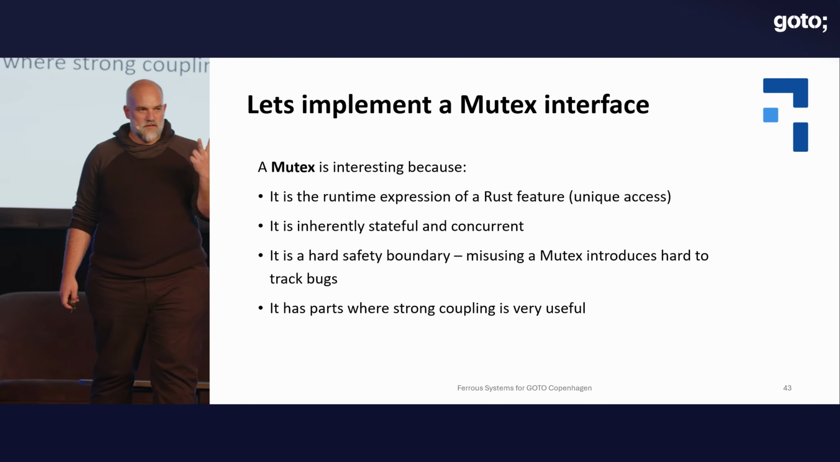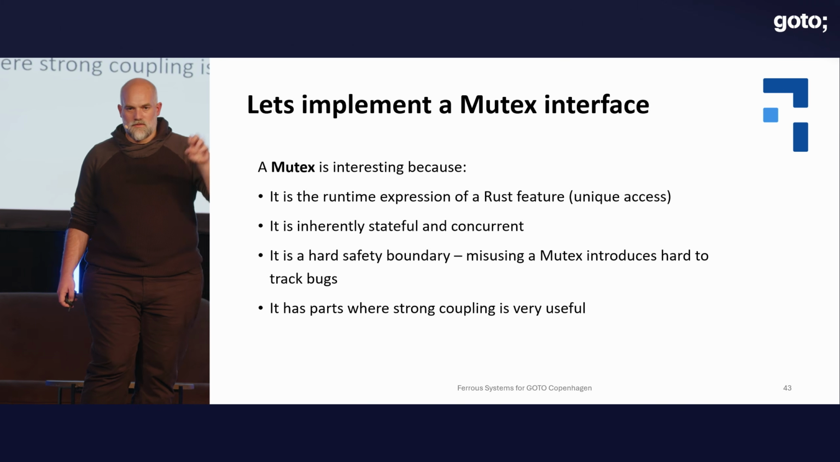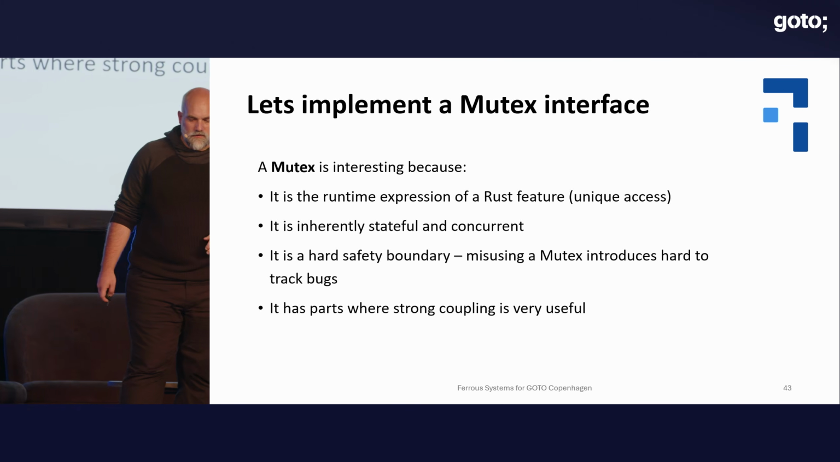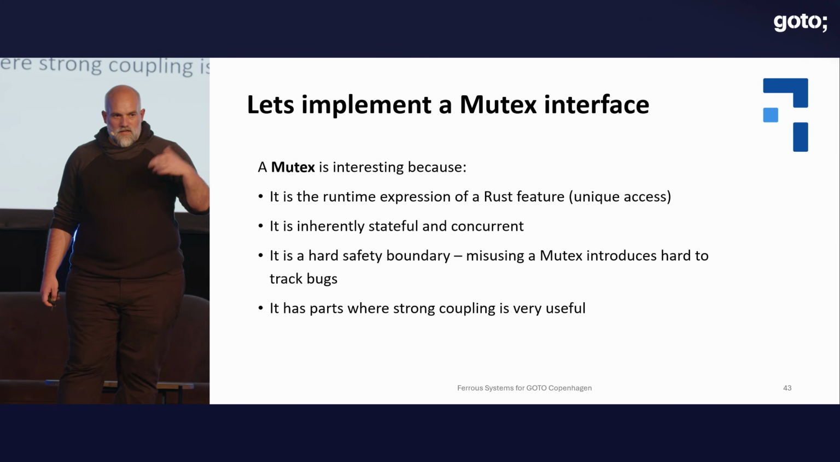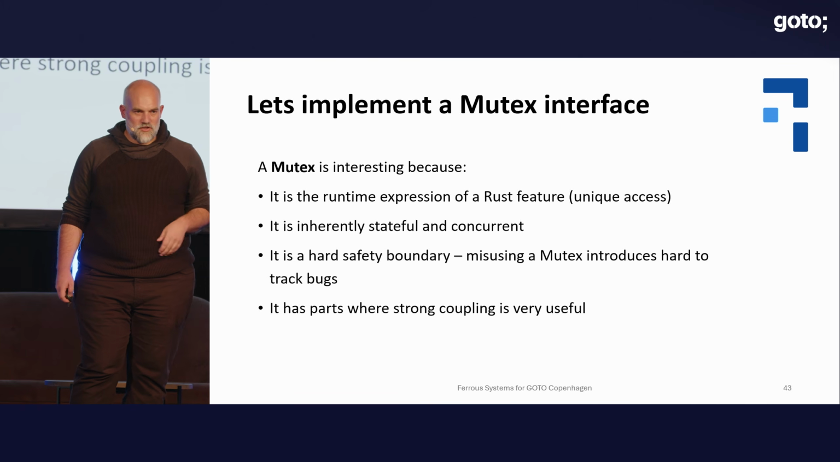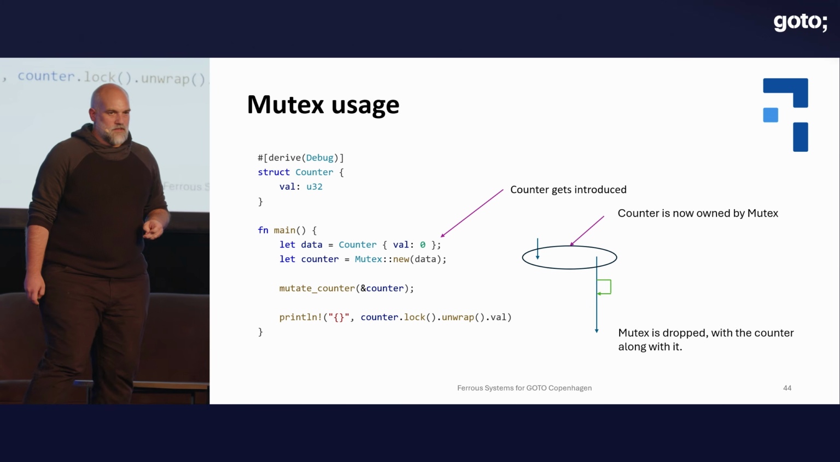Misusing a mutex introduces hard-to-track bugs, particularly, for example, keeping access to the data for too long and manipulating it past the time where I held a lock. And it is also one part where strong coupling for a change is actually very useful. So here's how a mutex is being used in Rust.